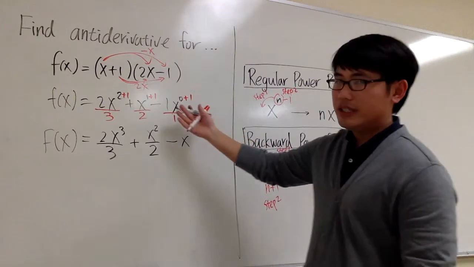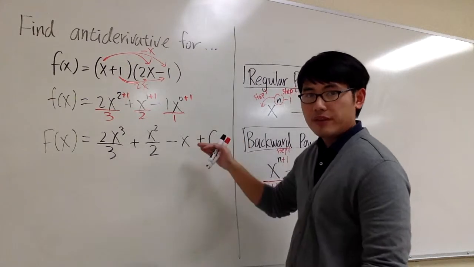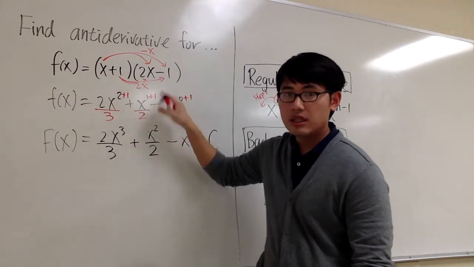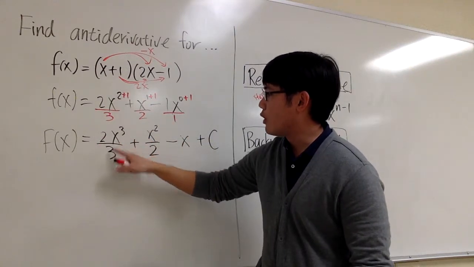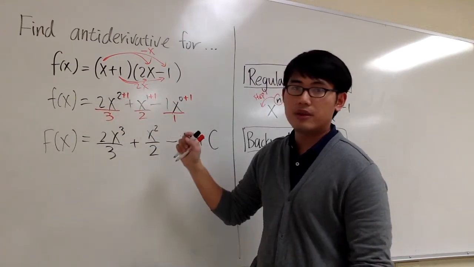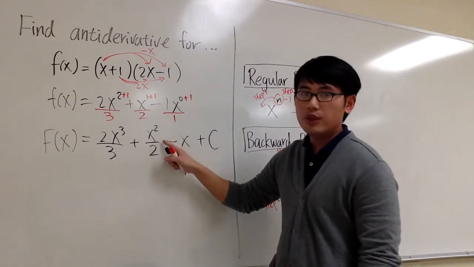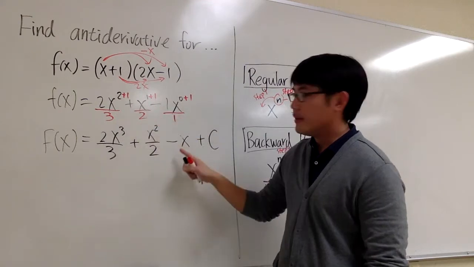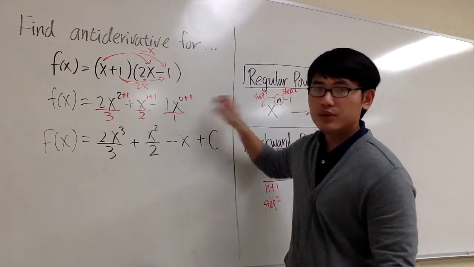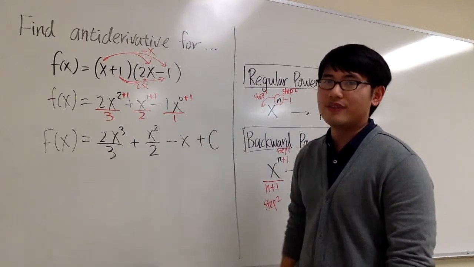However, whenever you are doing things backwards, you always put a plus c at the end. Because for the antiderivative, what we're trying to say is the derivative of this part will get you this. Look at 2x to the third power over 3. If you take the regular derivative of this, you are going to end up with 2x squared, right? So is this, x squared over 2. If you take the derivative of this, you are going to end up with just x. The derivative of negative x will give you negative 1. The derivative of a constant is 0, but you always include the plus c when you are finding the antiderivative.